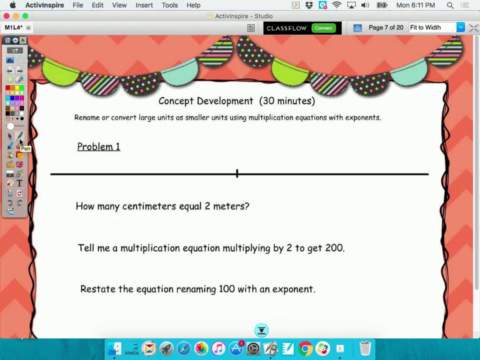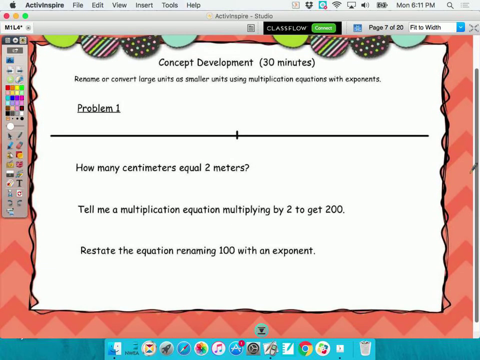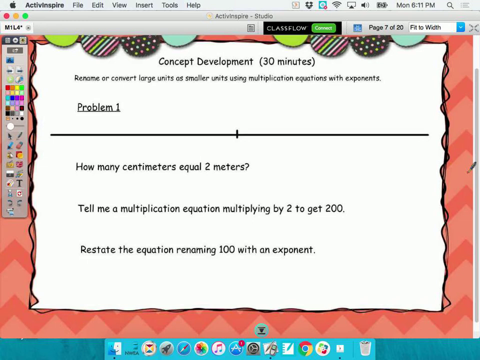Okay, so let's take a look at problem 1, and you should have this on your sheet. It says, how many centimeters is equal to 2 meters? Well, first of all, let's label this number line. I'm going to label my end points. Now the 0 and 2, and 1 is in the middle.